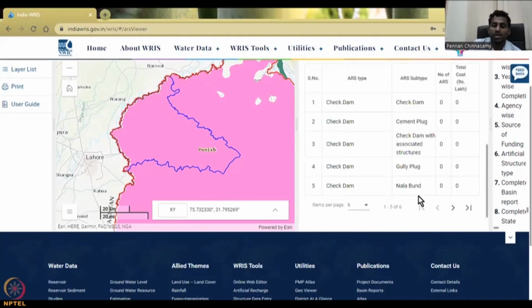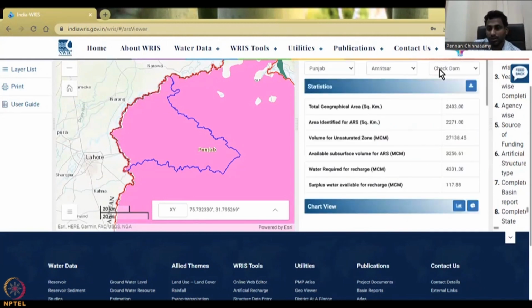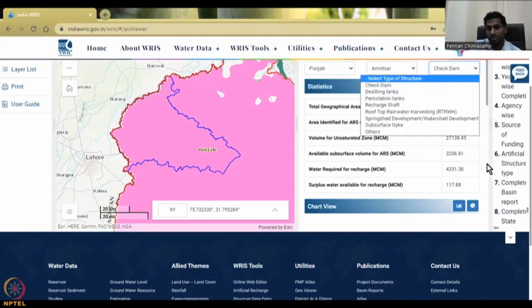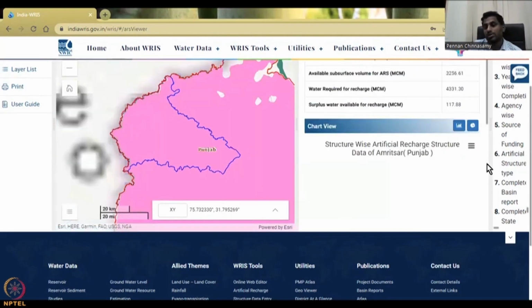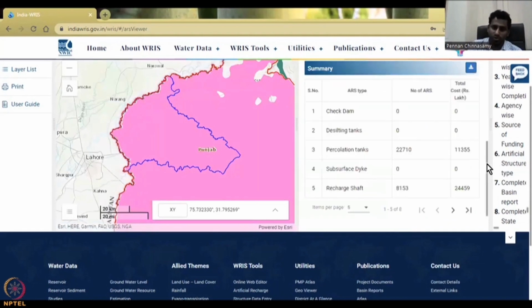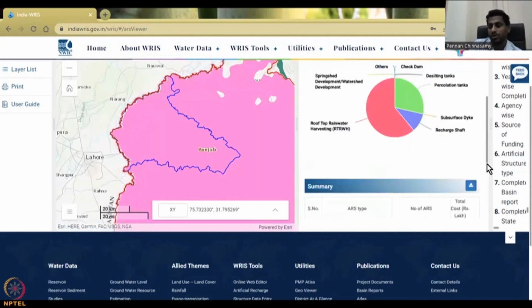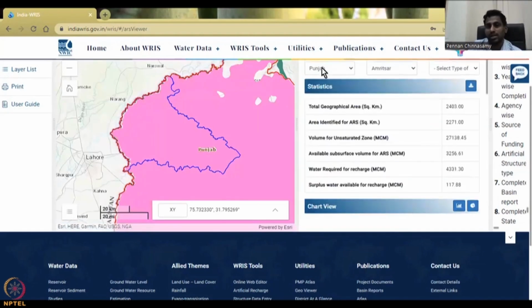I would say that you could leave this part open, which is the select type of structure. Then all the structures in that particular district are going to be mapped. I think that would be enough, right? That's pretty good data. You can download it as an Excel file, etc.